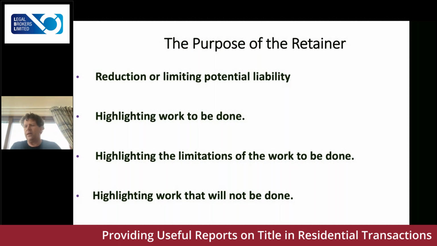So our colleagues at Legal Brokers can provide advice as to all the searches that are available for target property. Nothing wrong with sharing that information with the client and then telling the client there are searches that we must do, but there may be other searches on the list that are being provided by the Legal Brokers that you would like us to undertake or that might be appropriate given your objective. So highlighting work that won't be done.